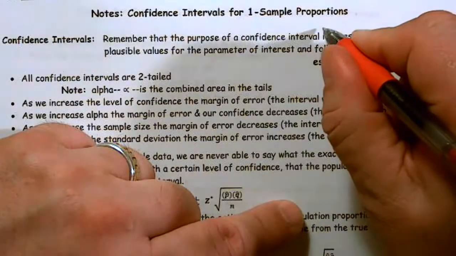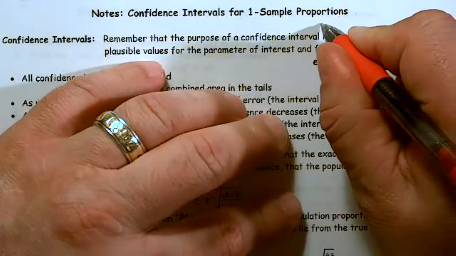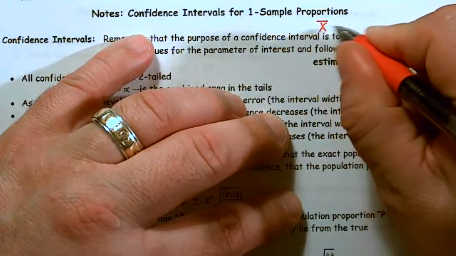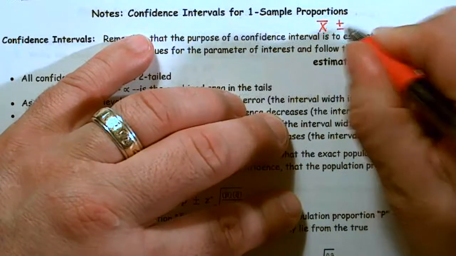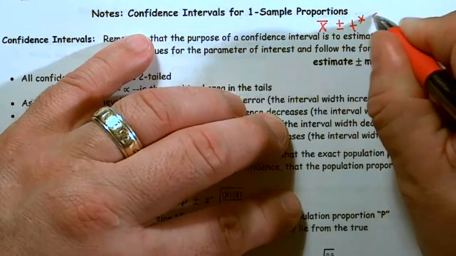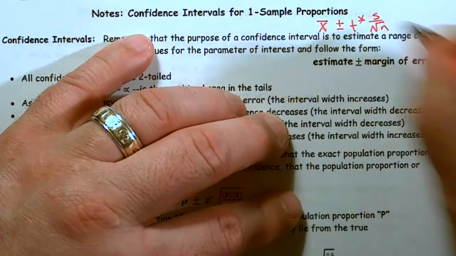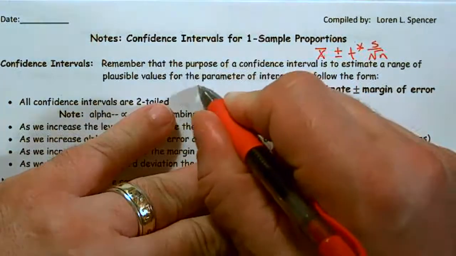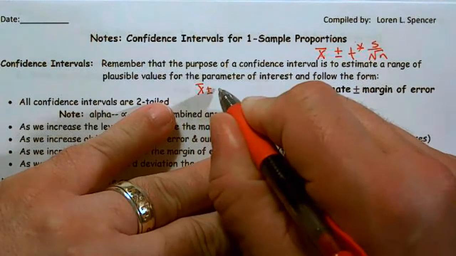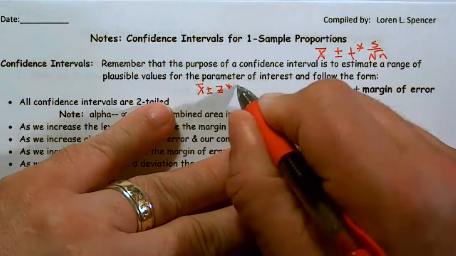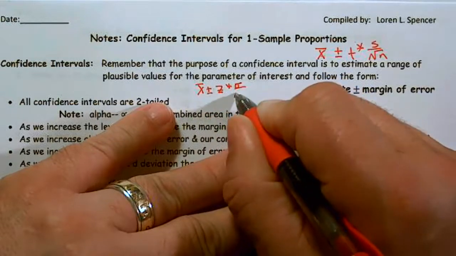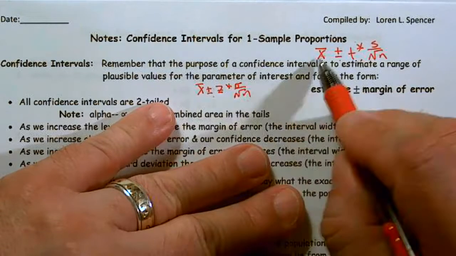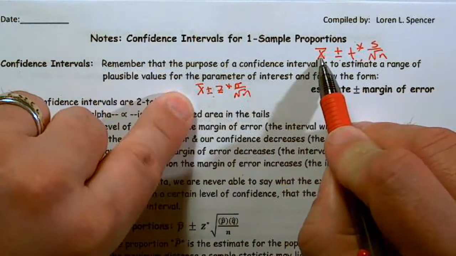So when we were working with means, our best estimate was the X bar, our sample mean. Plus or minus, we had T star times S divided by the square root of N. And when we were working with populations, we would say X bar plus or minus Z star. Everything that came after the plus or minus was our margin of error, and our best estimate was the X bar or the sample mean.